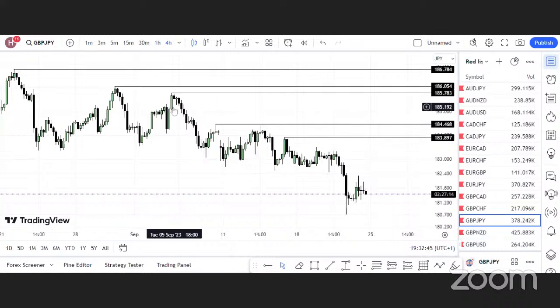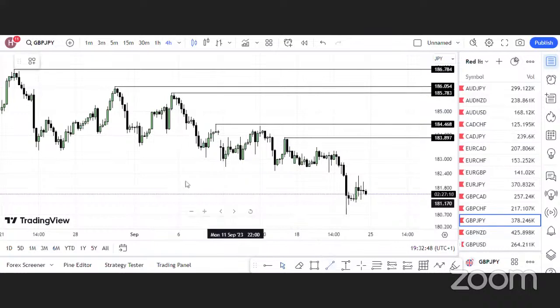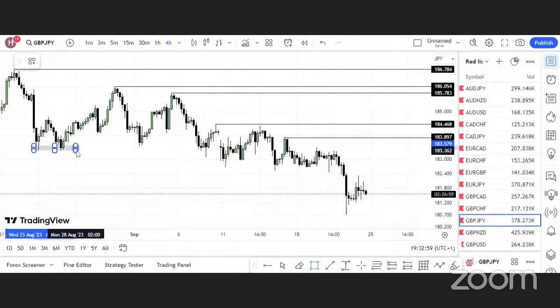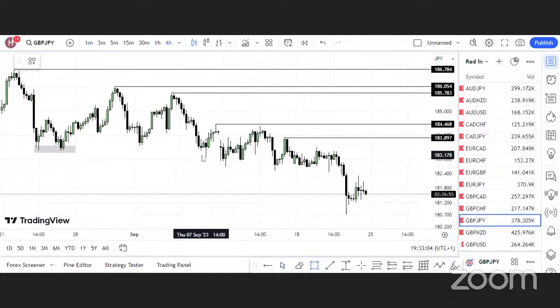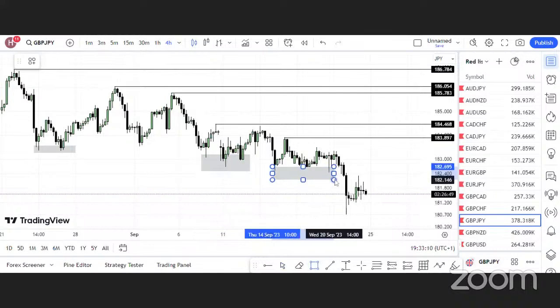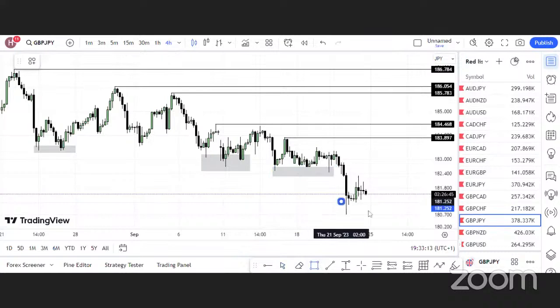All right, that is how to get your trend direction. And when the market is creating lower highs, we also have the lows. This is a low. This is another low. This is another low. And then this is the recent low.